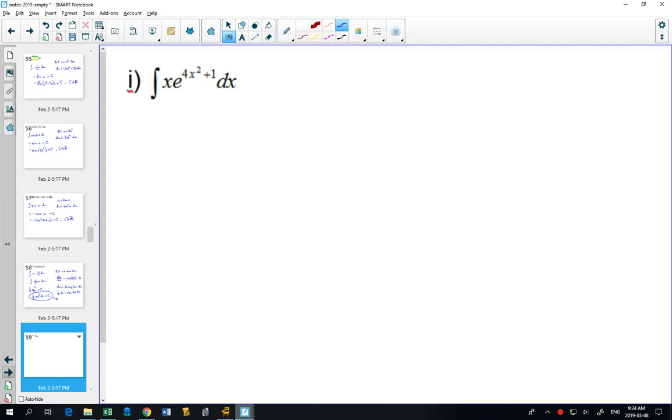Another one where things don't really match up. But can you see that the 4x squared plus 1 is inside the function? What's the derivative of 4x squared plus 1? 8x. Do we have an 8x? No, but we have an x. And 8x and x are both the same kind of function. They're both lines. So we're going to be able to do a substitution here. But if you try to do this one in your head, whoa, the numbers are going to get just mess you up. So we'll start by letting u equal that inside function.